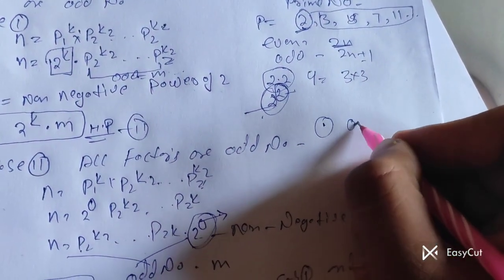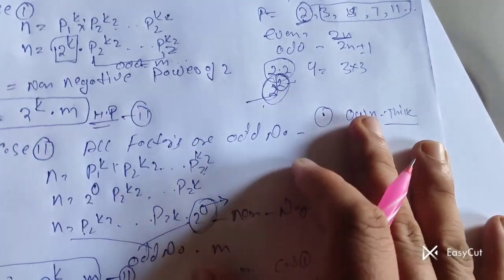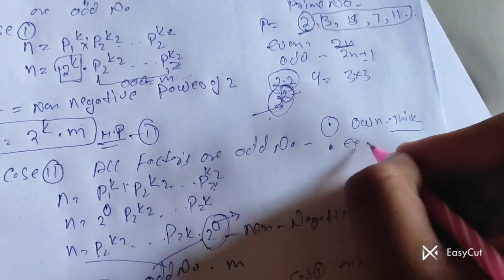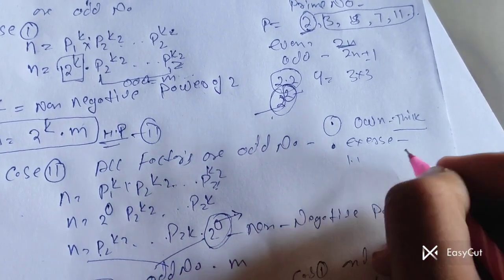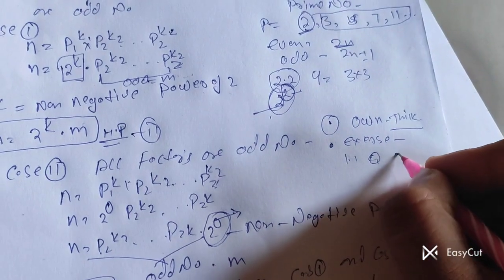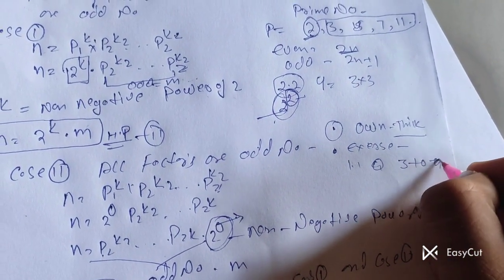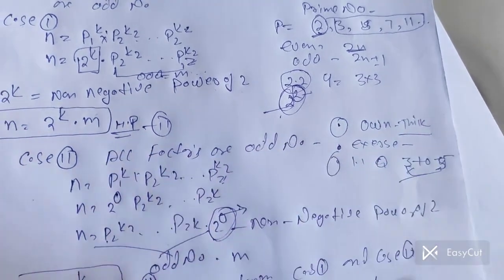The first example is our daily question, that is your own thinking question, to build your own thinking. And for the second, I gave you the exercise 1.1, questions 3 to 5. If possible, please do these questions. So these are some homework for you.